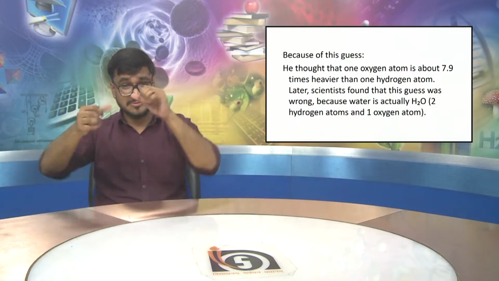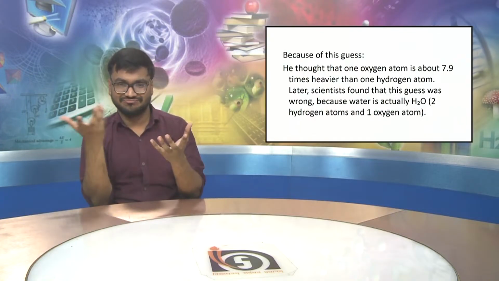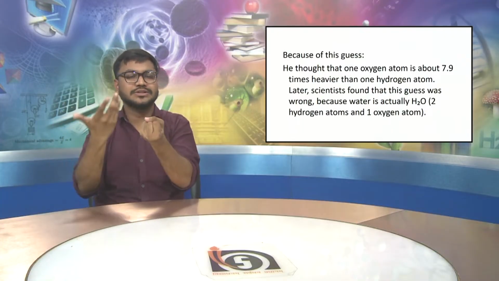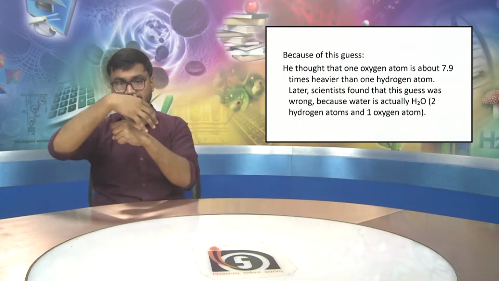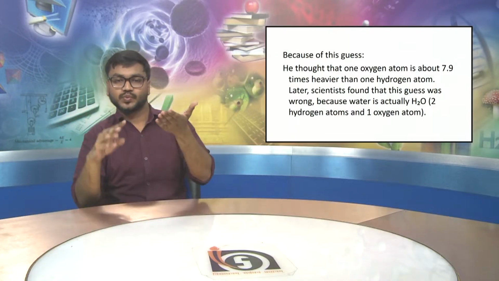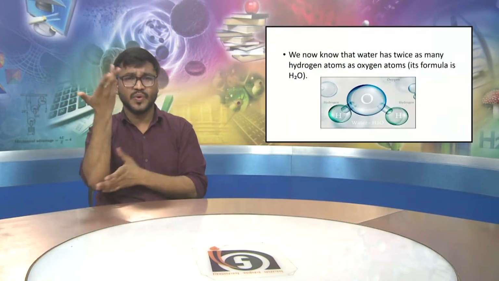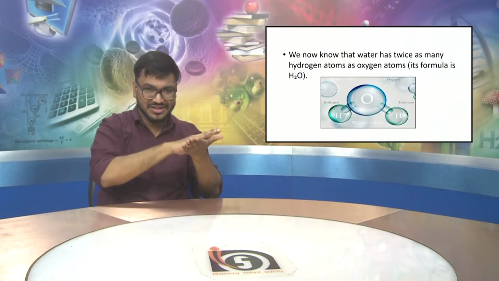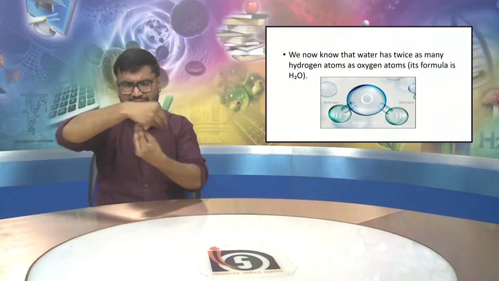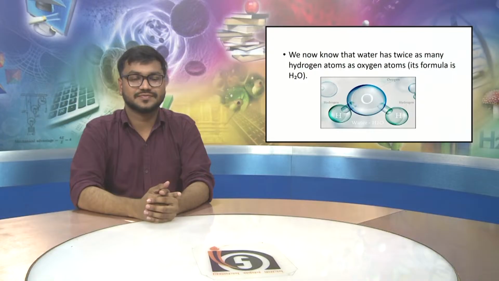Later, scientists found that this guess was wrong because water is actually H2O, including 2 hydrogen and 1 oxygen atom. We now know that water has twice as many hydrogen atoms as oxygen atoms. Its formula is H2O.